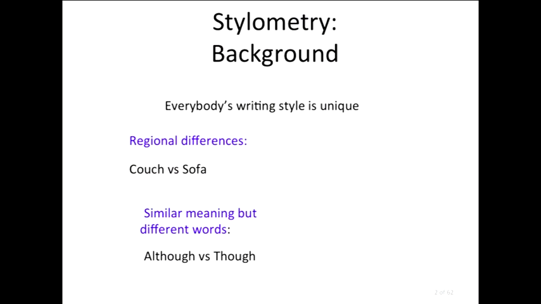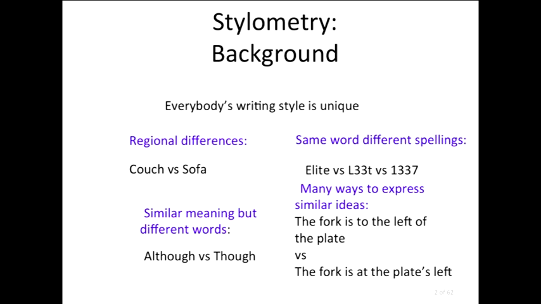Furthermore, there are words that have similar meanings but are actually different words, like although and though, and which ones people prefer is a stylistic idiosyncrasy. In writing, people may use the same word with different spellings. And there are also many ways to express very similar ideas, like someone might say the fork is to the left of the plate versus the fork is at the plate's left. So these differences are how we, in writing and documents, can often distinguish authors.